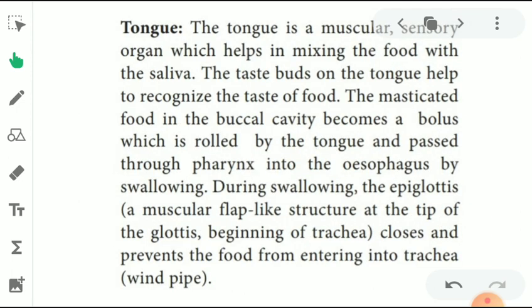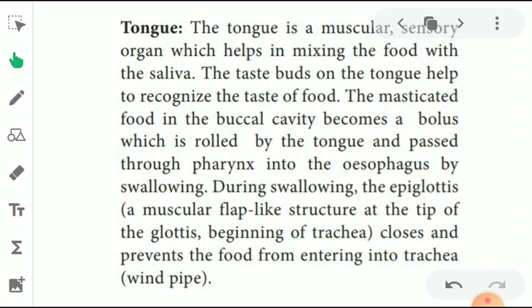Next, the tongue. The tongue is a muscular sensory organ which helps in mixing the food with saliva. The taste buds on the tongue help recognize the taste of food. Masticated means grinding and making a bolus. The masticated food in the buccal cavity becomes a bolus, which is rolled by the tongue and passed through the pharynx into the oesophagus by swallowing.